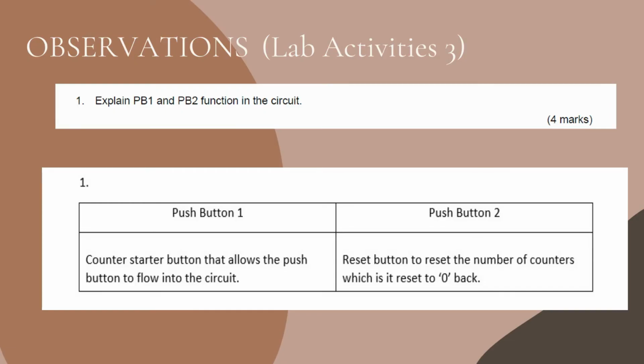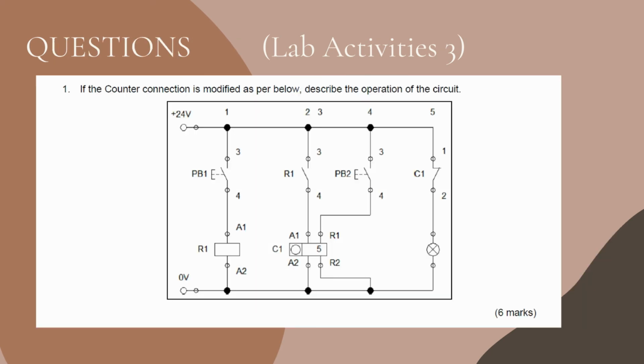Next is the observation for lab activity 3. The question is to explain the PB1 and PB2 function in the circuit. PB1, push button 1, is the counter starter button that allows the current to flow into the circuit. PB2, push button 2, is the reset button to reset the counter, which resets it back to 0. The next question: if the counter connection is modified as per below, describe the operation of the circuit.